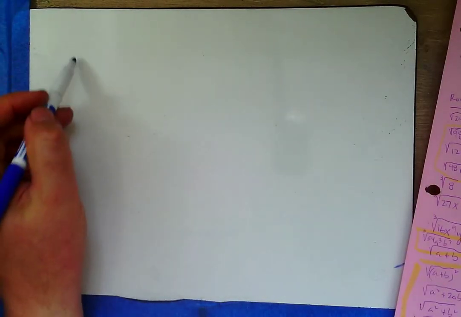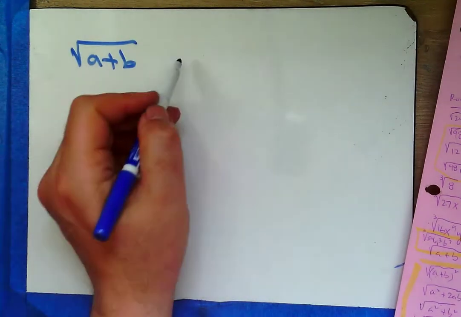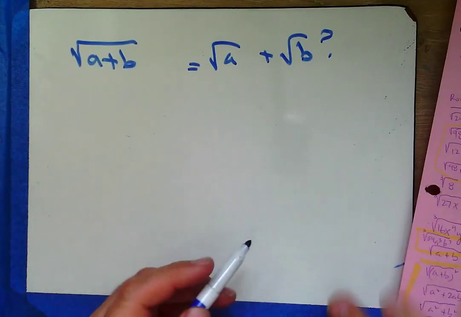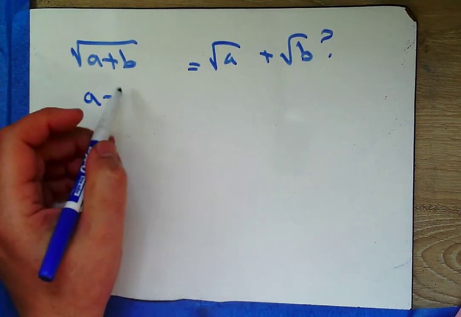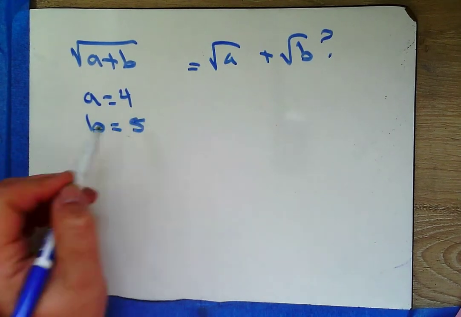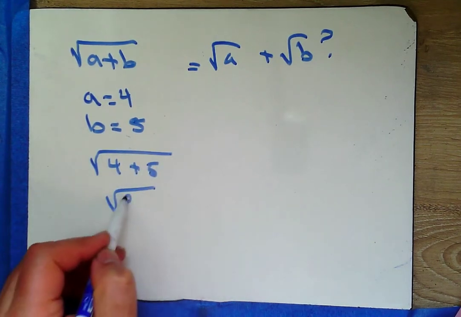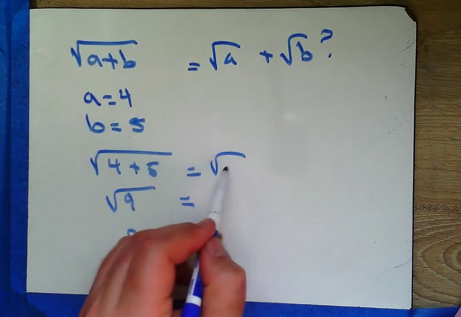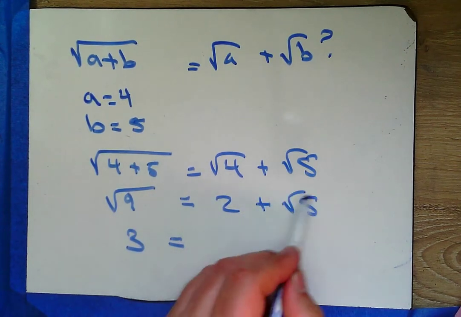Now, let's move to more thoughtful and harder problems. How about a square root of a plus b? Hey, will that be the square root of a plus the square root of b? Well, you know, let's test that idea. All right, so I'm going to say that a equals 4 and b equals 5. Okay, so then that's going to be the square root of 4 plus 5, which is the square root of 9, which is 3. But on the other side, we're saying that's the square root of 4 plus the square root of 5. And that's going to be 2 plus root 5.